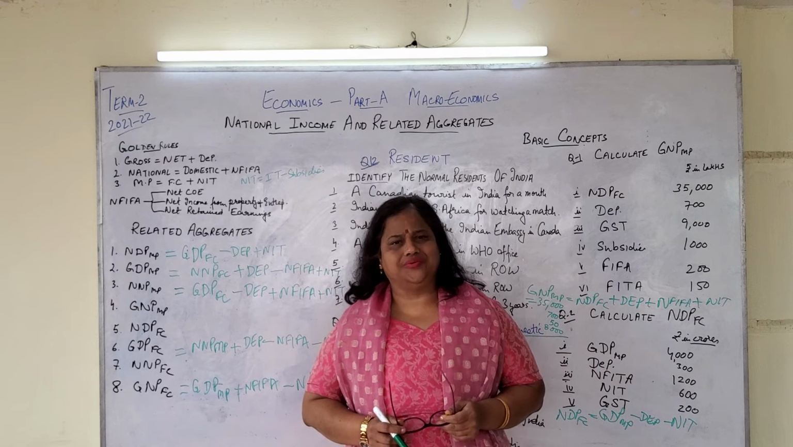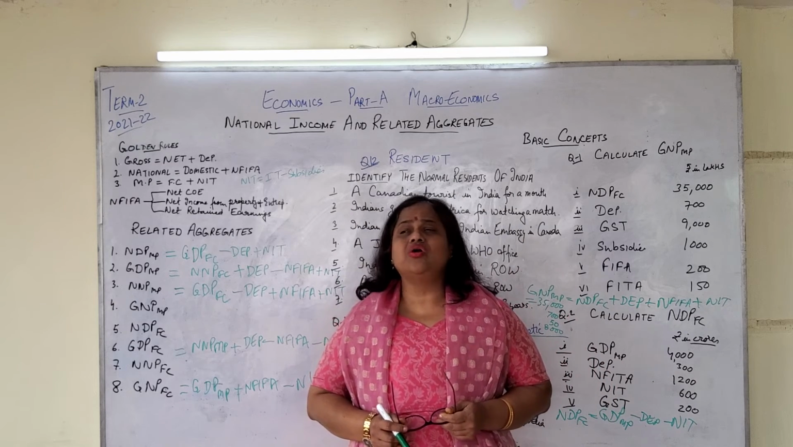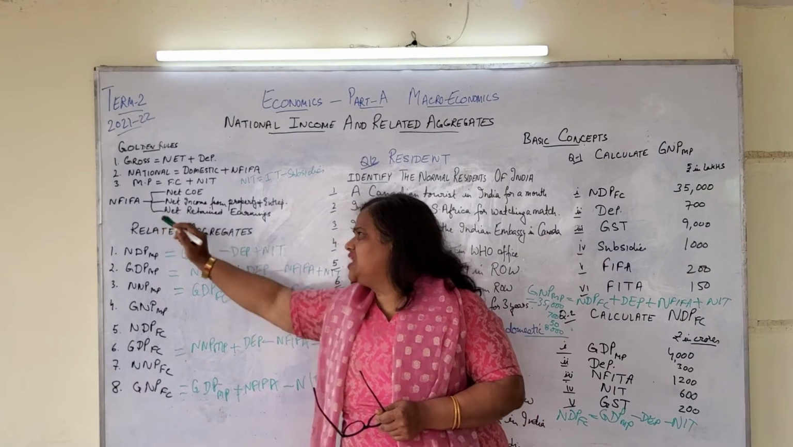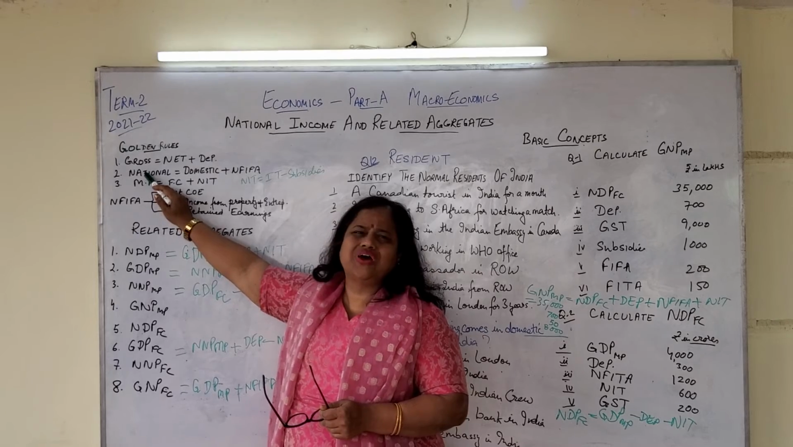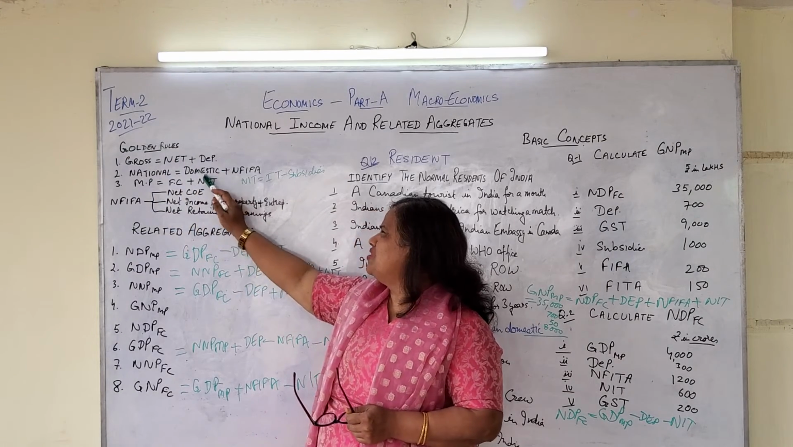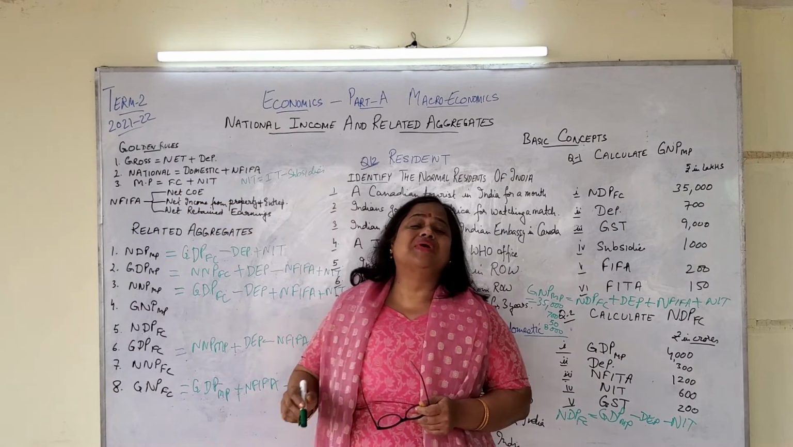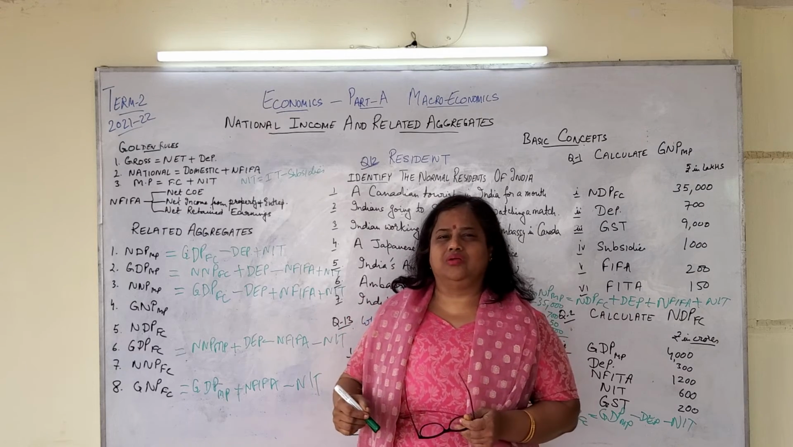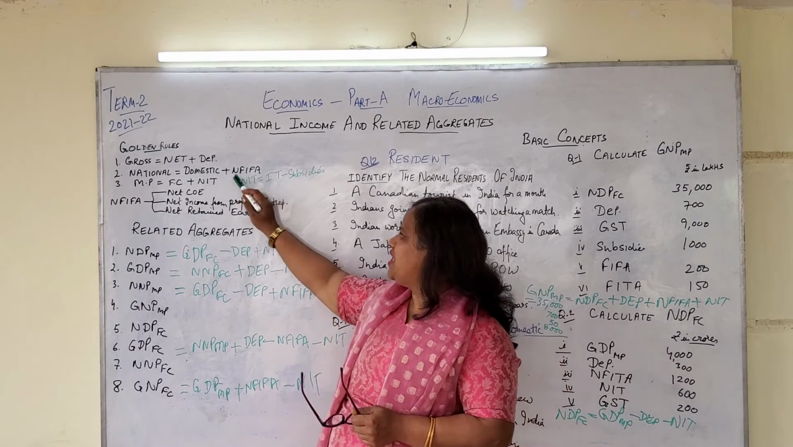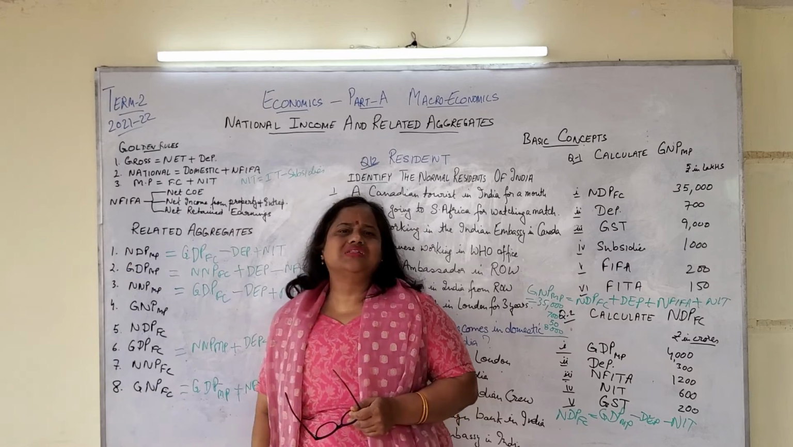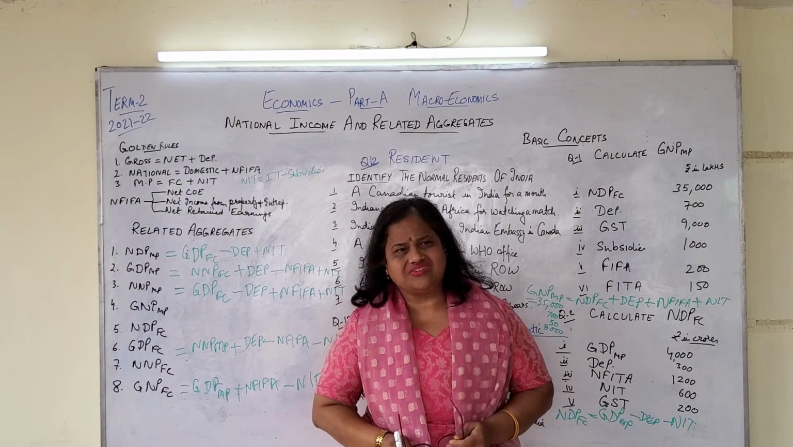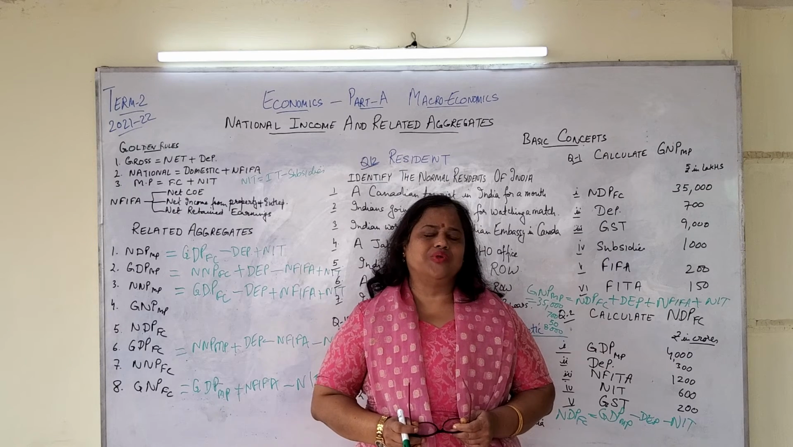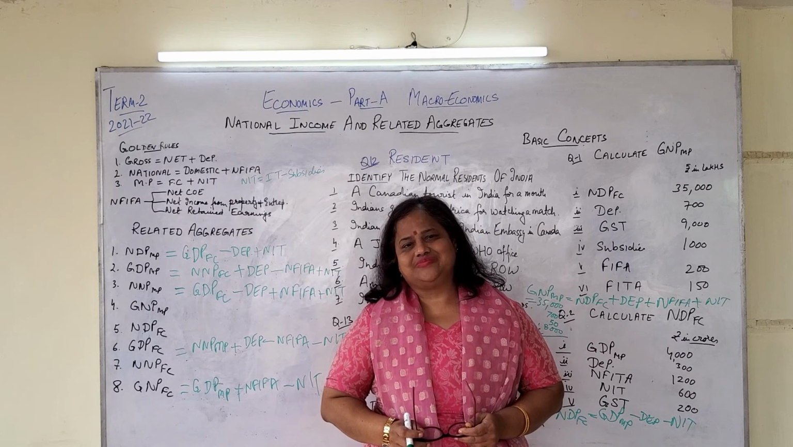or simply the difference between factor income from abroad and factor income to abroad. And in the numerical, if it is net factor income from abroad, then you add it to domestic income to find out national income. But if it is net factor income to abroad, then you subtract it to find out the national income. So net factor income from abroad is added, net factor income to abroad is subtracted.